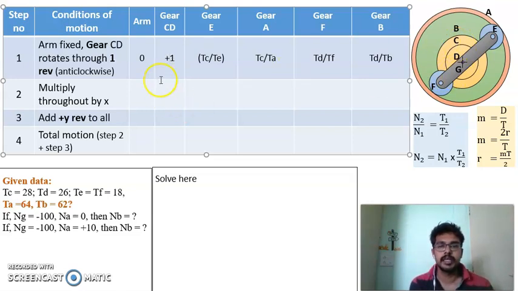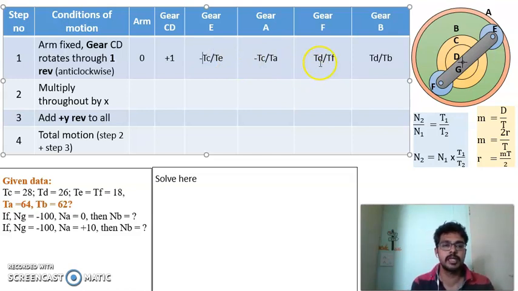Now, gear C is in mesh with gear E. So, when gear C rotates in the anti-clockwise sense, gear E will be rotating in the clockwise sense. Therefore, to show that it is rotating in a clockwise sense, I will add a minus sign over here. Now, gear E is meshing with gear A internally, which means the direction of rotation of A and E will be the same. Therefore, since E is clockwise, A will also be clockwise. Therefore, I will add a minus sign to indicate that it is in the clockwise sense.